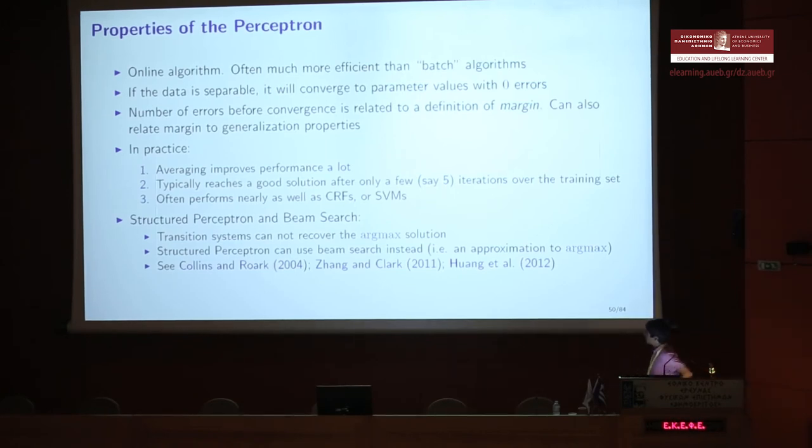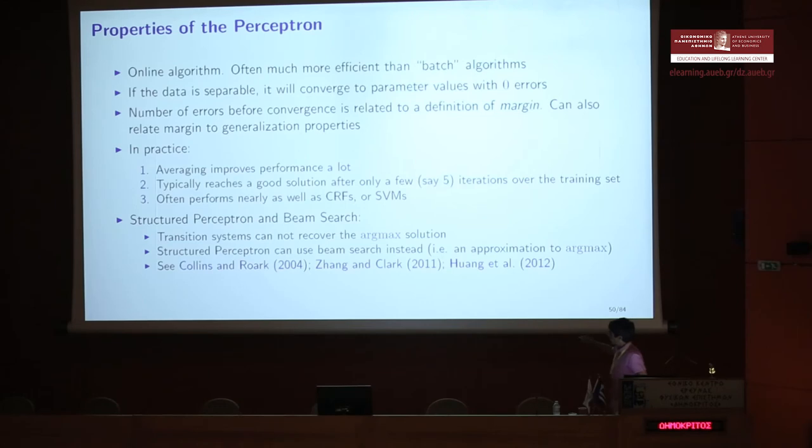In practice, in NLP, averaging improves performance a lot. Not using averages gives a moderate model. Using averages, it gets you models that are typically as good as CRFs or SVMs, which are a lot more complex and expensive to train. And also, with perceptron, you typically reach a good solution after only a few iterations. After visiting the data once or twice, you already get the performance, and then it improves. I have a plot right there.